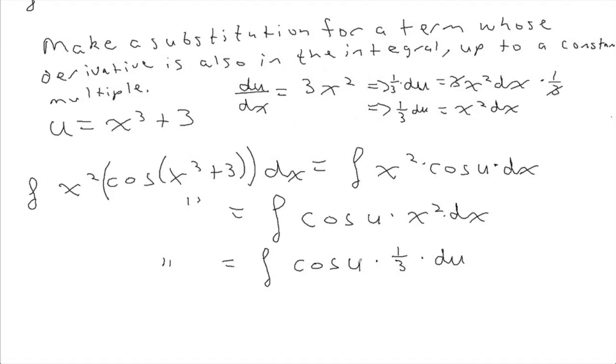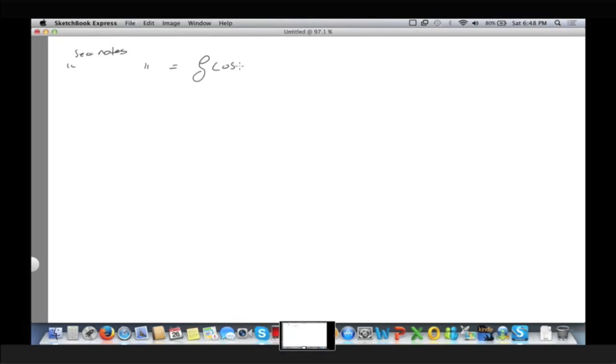Why don't you try doing this on your screen? What would be this integral? Okay, so the antiderivative of cosine. Let's see. Sine. This is 1/3 cosine.